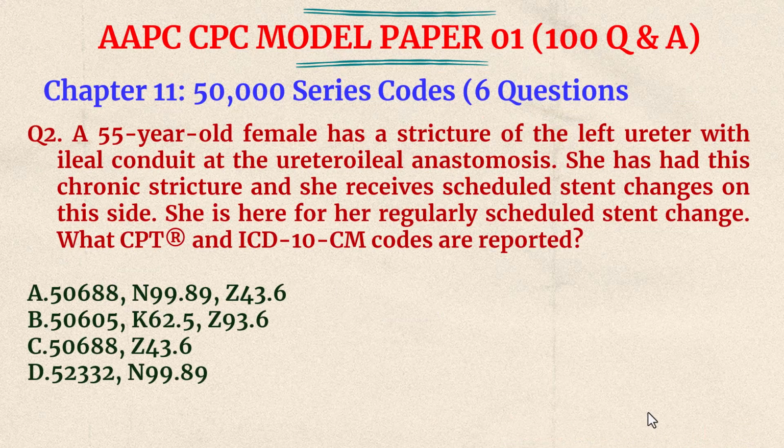Question number 2. A 55-year-old female has a stricture of the left ureter with ileal conduit at the uretero-ileal anastomosis. She has had this chronic stricture and she receives scheduled stent changes on this side. She is here for her regularly scheduled stent change. What CPT and ICD-10-CM codes are reported? There are CPT and ICD-10 codes available. Please pause the video, take your CPT and ICD-10 code books and find the answer.